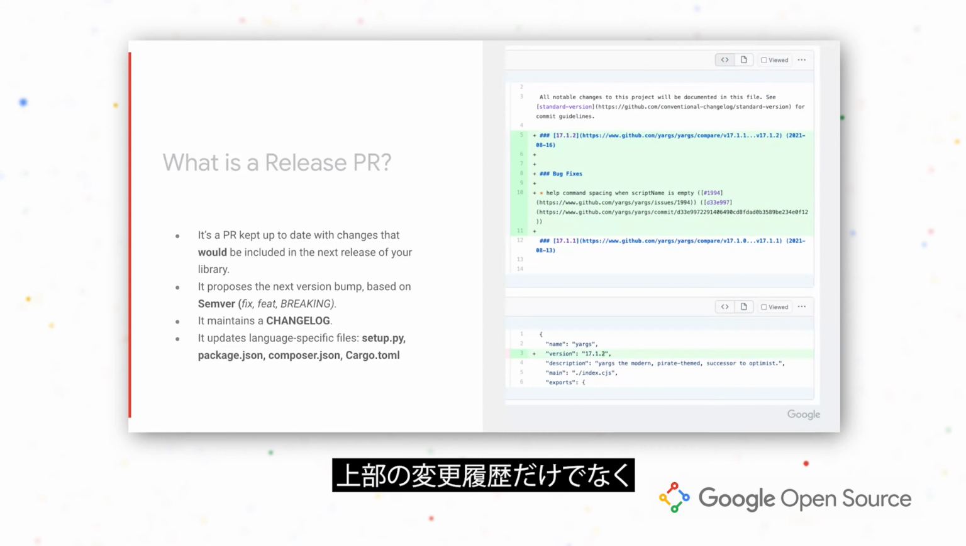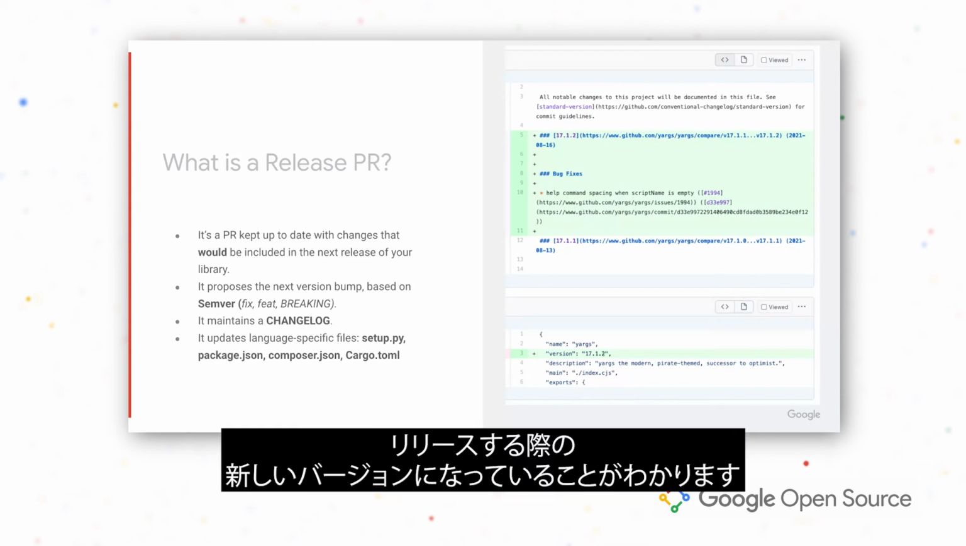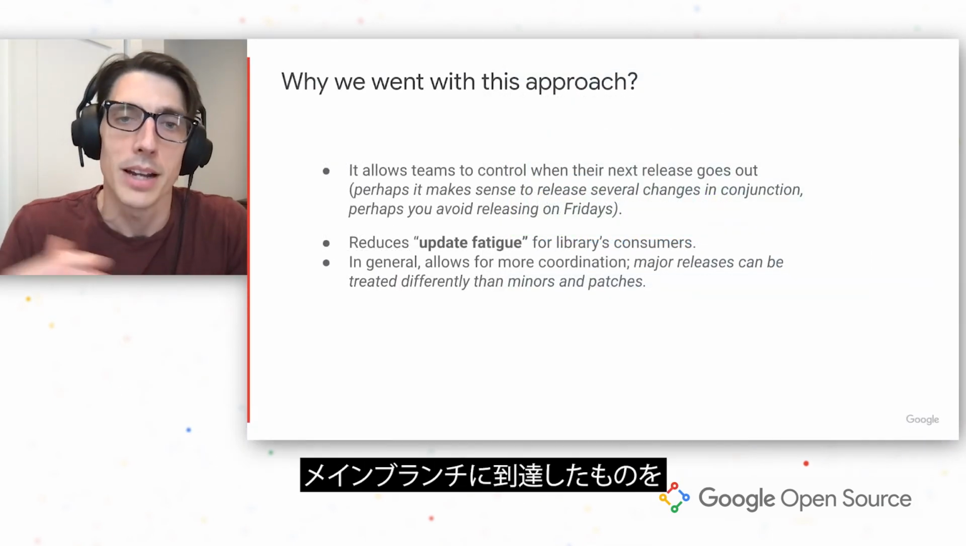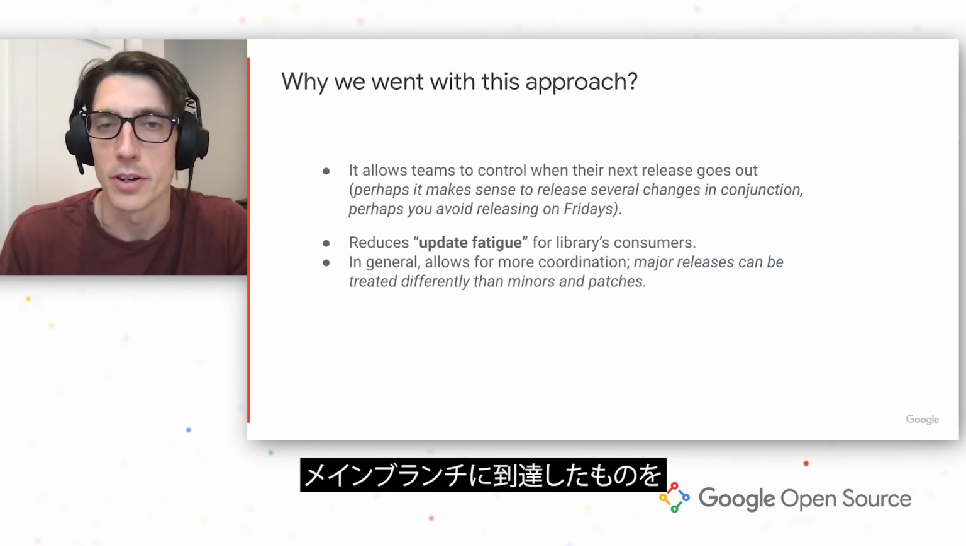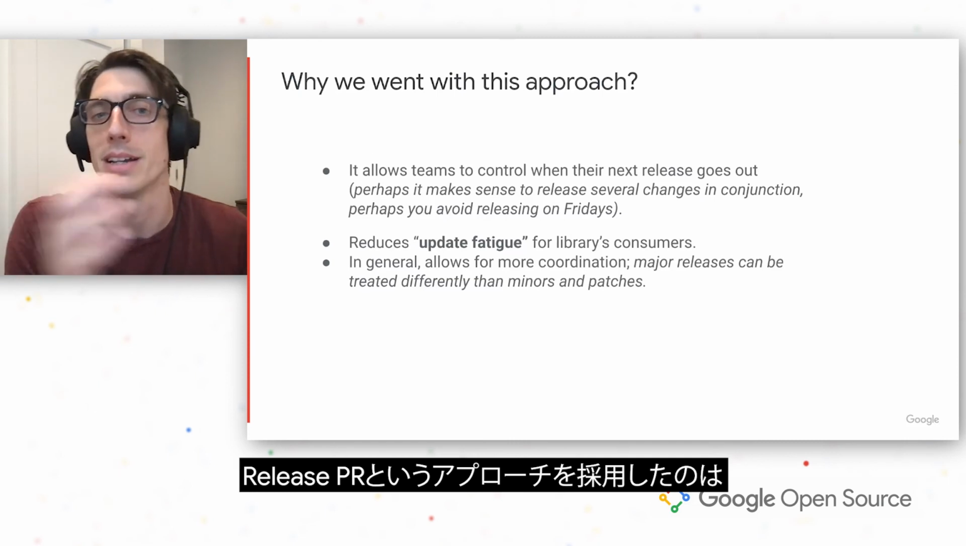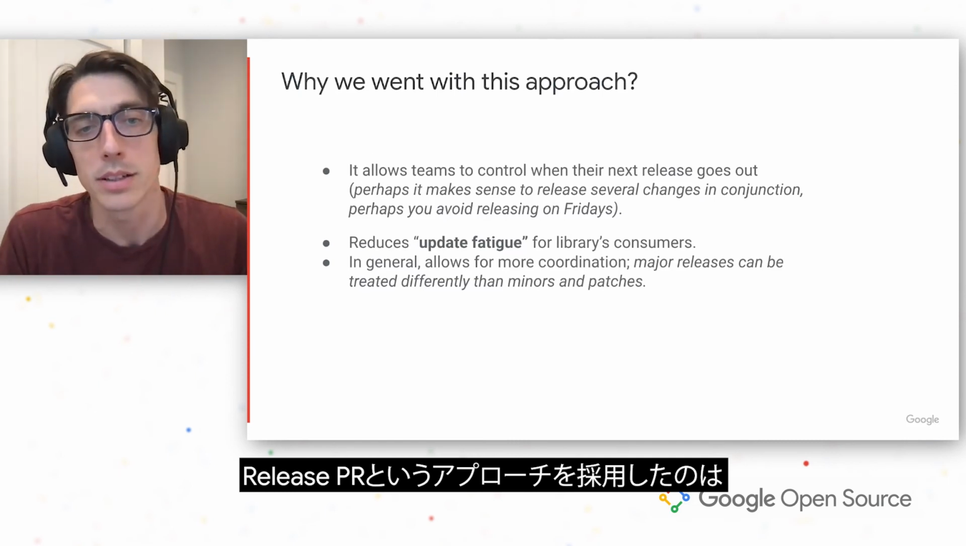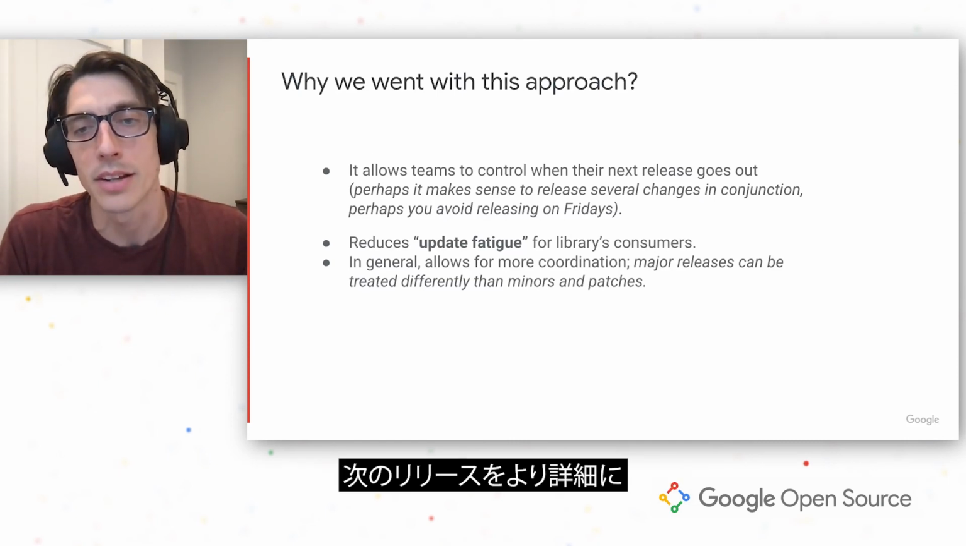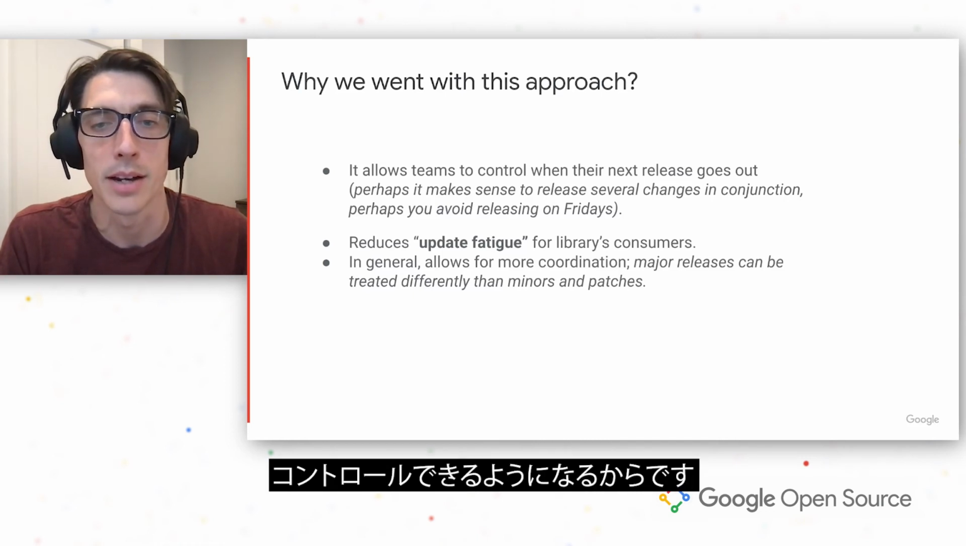We can see that it's updating not just a changelog at the top, but it's also updating the package.json to be what this new version would be if we were to release this. So why did we go with this approach of a release PR versus, as I was saying, a web service that might just release everything that lands on the main branch throughout the day? Well, it allows us to control the next release that goes out with more granularity.